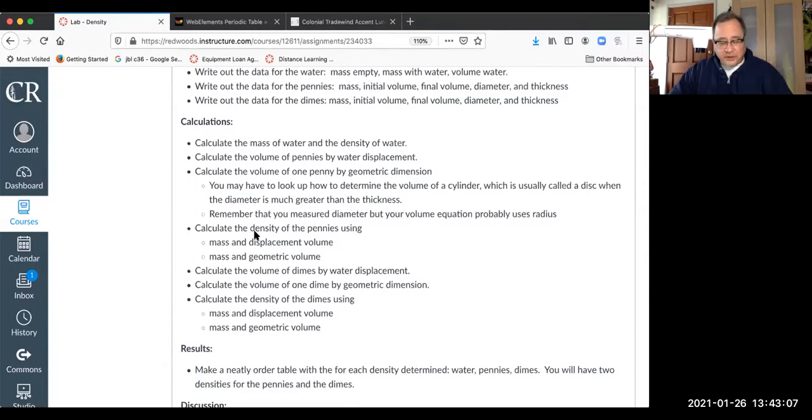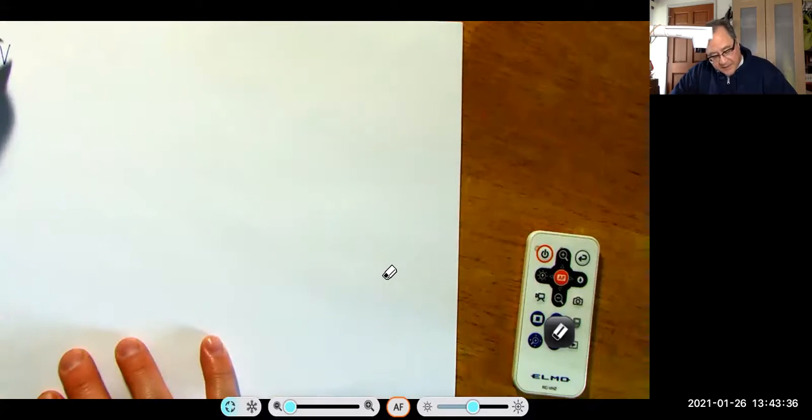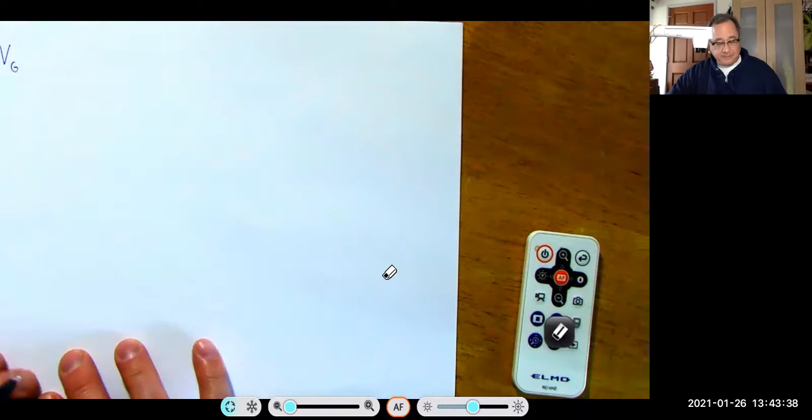So this is what I mean by showing the calculations. There's another calculation I want to show you. If you look at the volume of 1 penny by geometric dimension, let me show you how to do that. So I'm going to change my share, and we're going to look at my tabletop again. And we're looking at the volume of the penny by geometric shape.